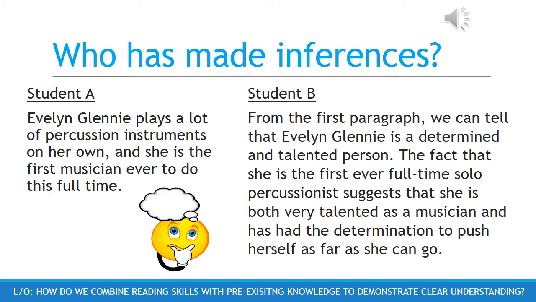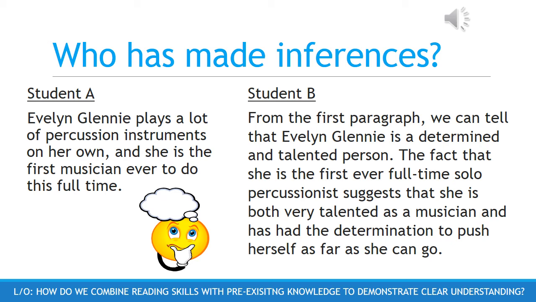Here we have 2 paragraphs written by students. I want you to look at which student has made inferences. So student A has written, Evelyn Glennie plays a lot of percussion instruments on her own, and she's the first musician ever to do this full time. And then student B says, from the first paragraph, we can tell that Evelyn Glennie is a determined and talented person. The fact that she's the first ever full-time solo percussionist suggests that she is both very talented as a musician and has had the determination to push herself as far as she can go.